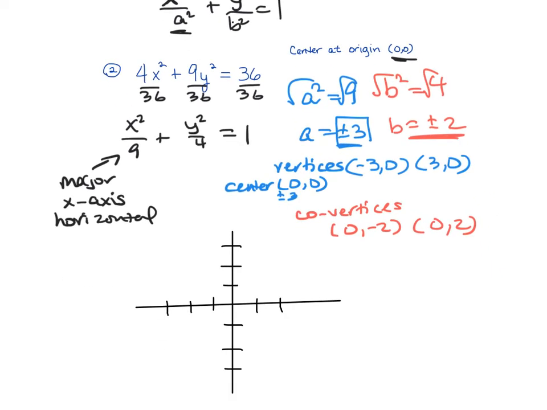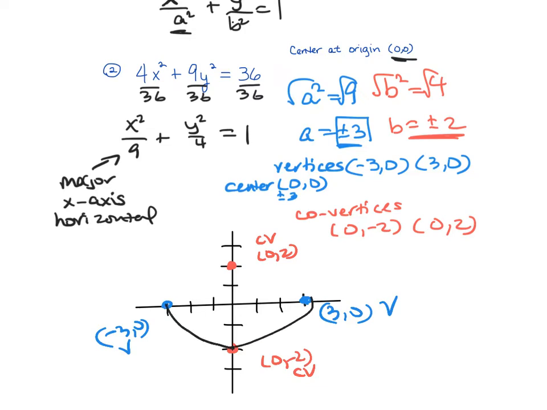So let's go ahead and label these. So I have one here and here. So 0, 2, this is a co-vertex. 0, -2, another co-vertex. And now the vertices are at -3, 0. And I'm going to put another tick mark here. +3, 0. Those are the vertices. Again, I can connect these red and blue dots and make my oval shape, which is the ellipse.